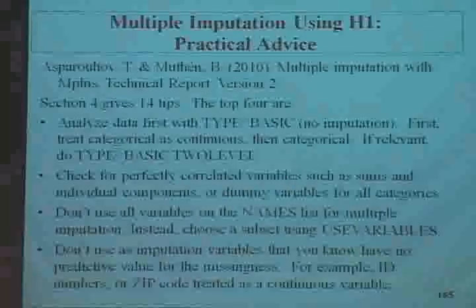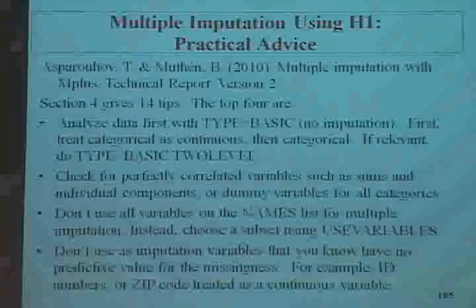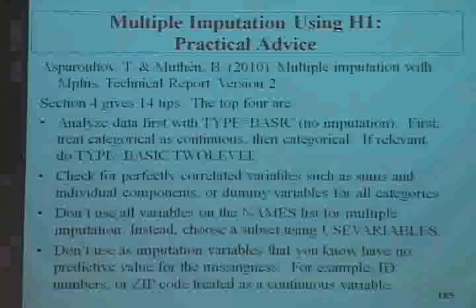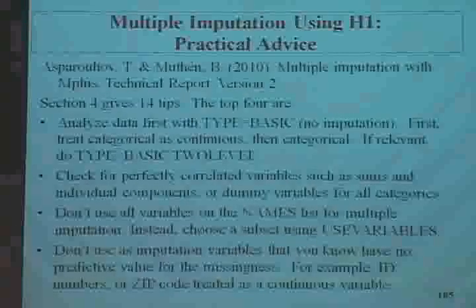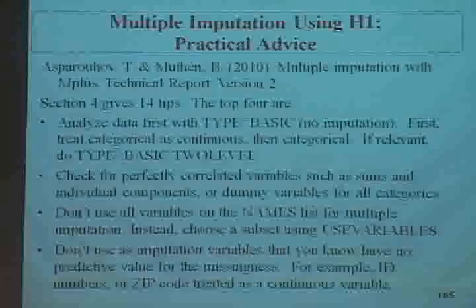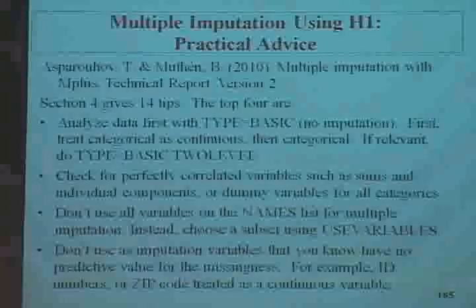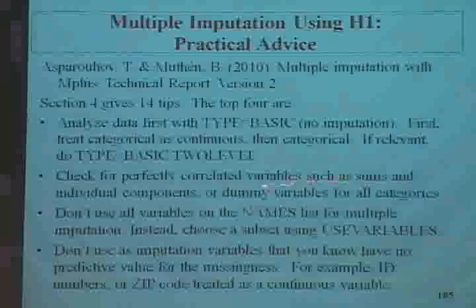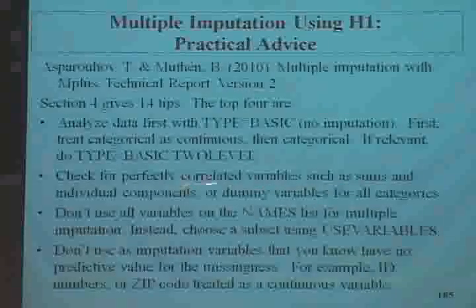Another case is when you have certain scores, and then you have the total of the scores. Again, the total of the scores doesn't carry any information. Don't put it in the imputation. The individual scores are already giving you all the information that's there, and that will prevent other convergence problems.